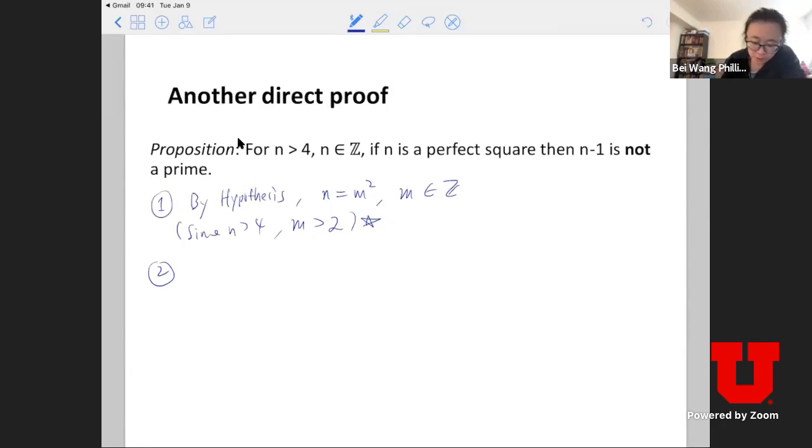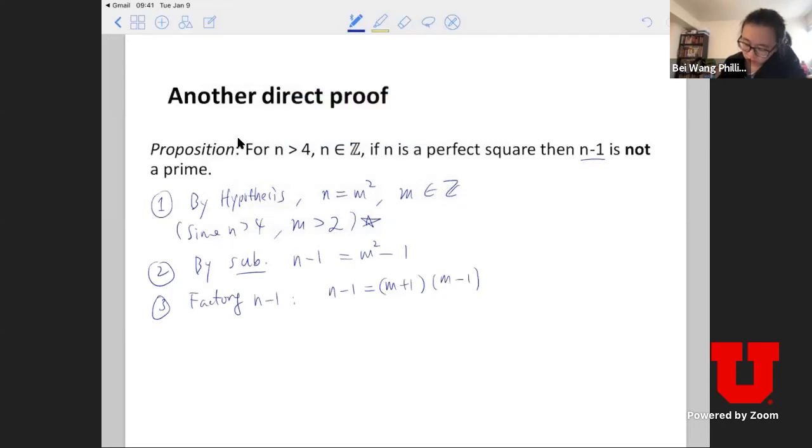Now, the conclusion. I work with n minus 1, so I want to use substitution. By substitution, n minus 1 is equal to m squared minus 1. In order to prove n minus 1 is not a prime, I need to start some sort of factoring. Factoring, n minus 1 is m plus 1 times m minus 1. This uses the property that a squared minus b squared is equal to a plus b times a minus b, a basic algebra rule.